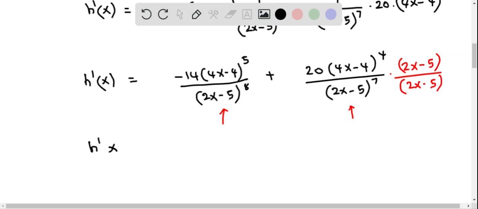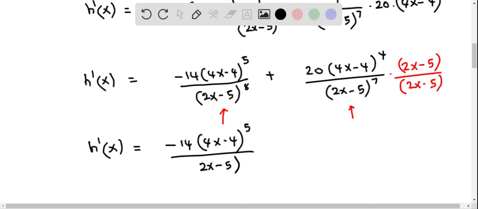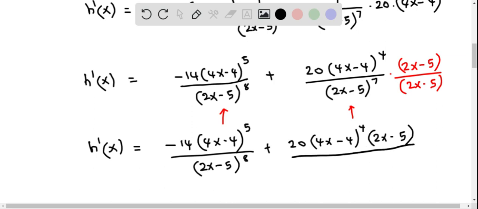We have h prime of x, and this equals -14 times (4x - 4)^5 divided by (2x - 5)^8, plus 20 times (4x - 4)^4, and then we have this factor 2x - 5, divided by these two, which will combine, and it will be (2x - 5) raised to the power of, adding the powers, we get 8.